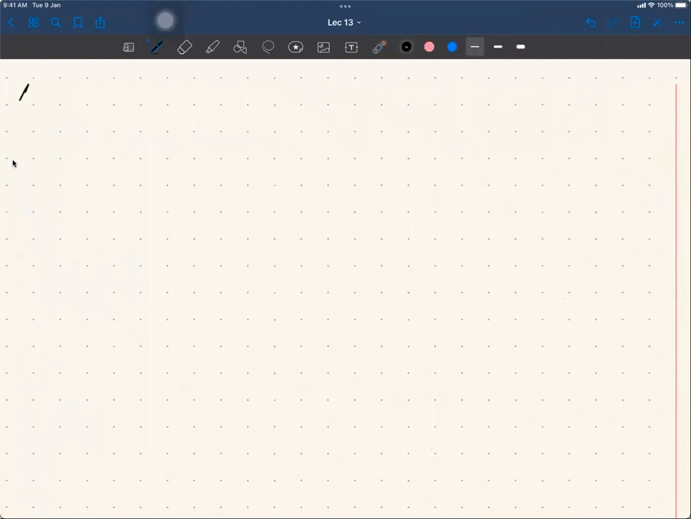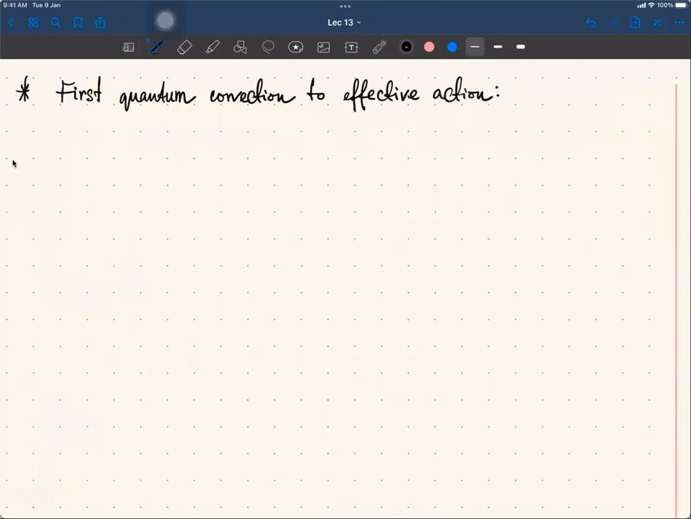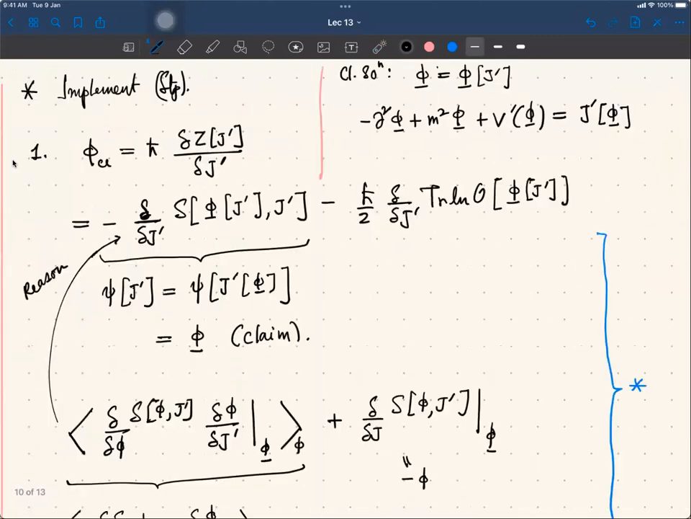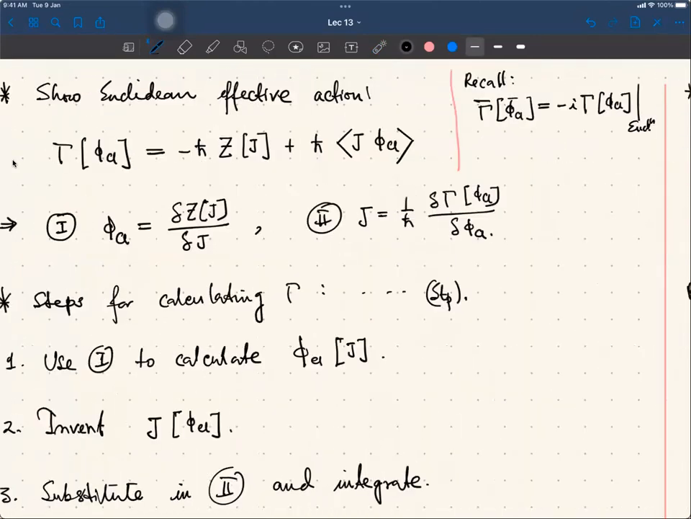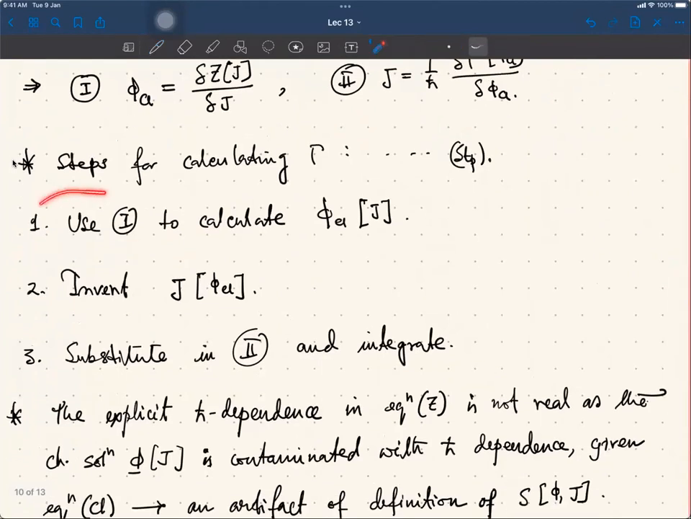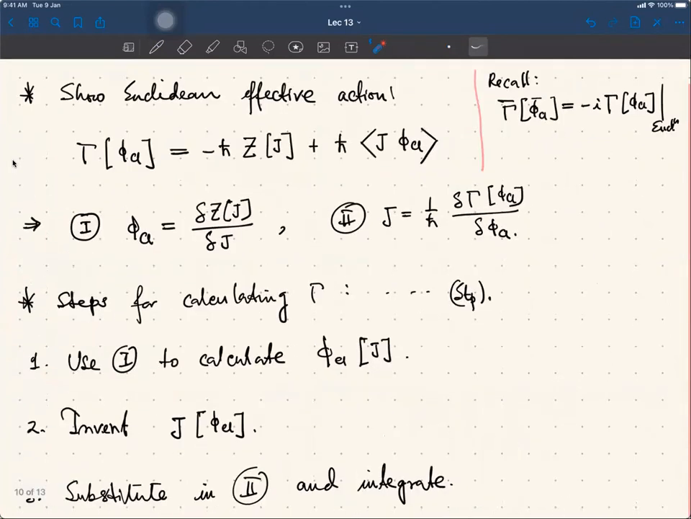So that's the first quantum correction to the effective action. And to do that, we will not go by this path where we follow these three steps. There's an easier method of doing it. The easiest way is to directly use this equation to get the result. Let us do that.